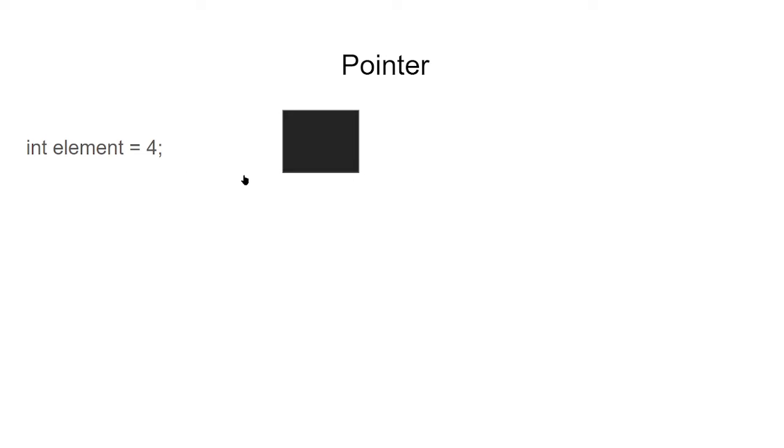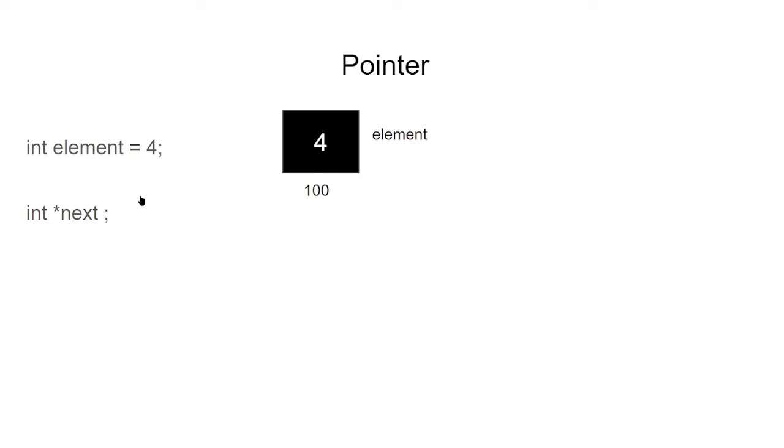So now let us understand what a pointer is and how to define a pointer in terms of programming. If I execute this statement, then a memory block is created in memory with some memory address, say 100, and at this memory address the value 4 is stored. For this memory location, the name is given, that is the variable name element.